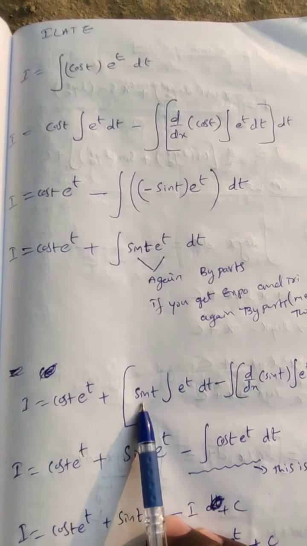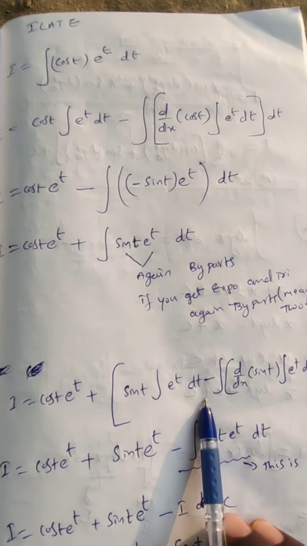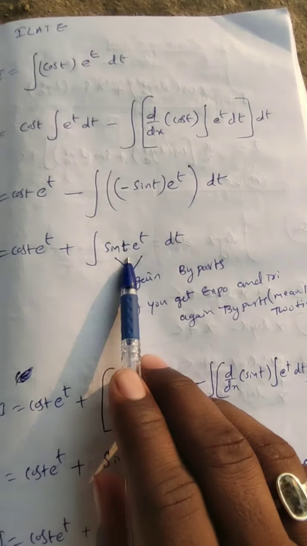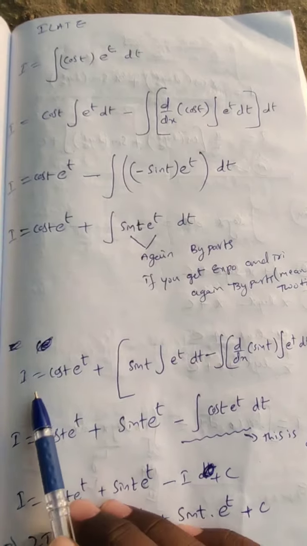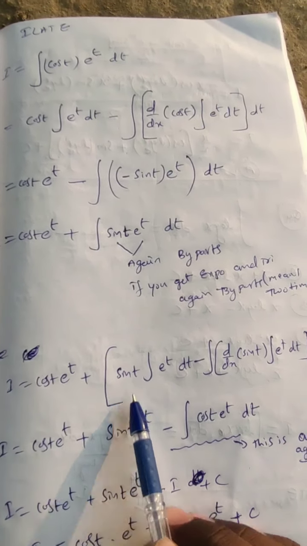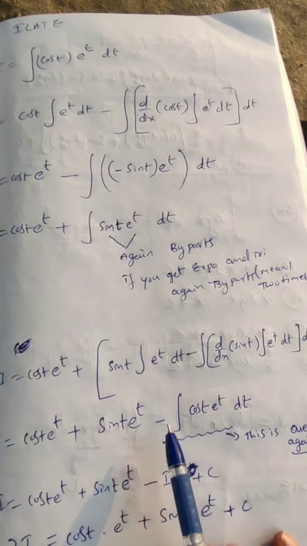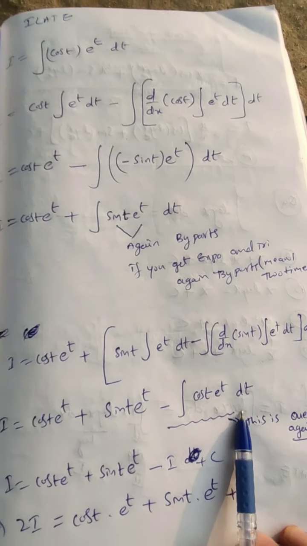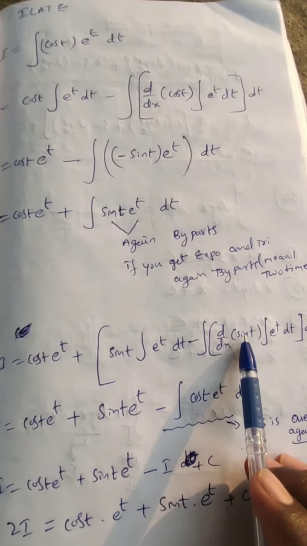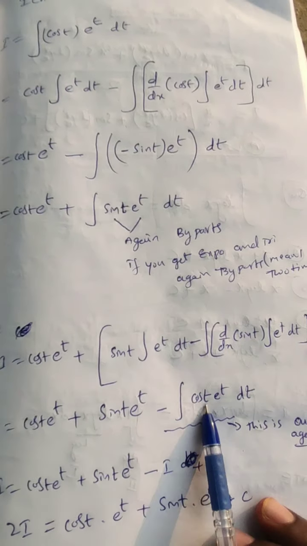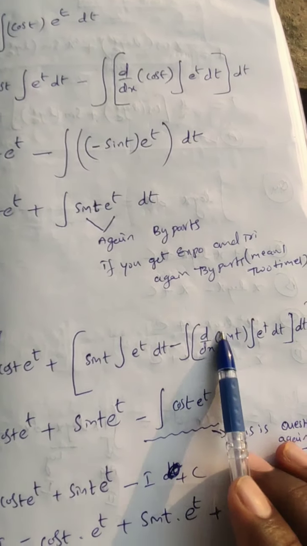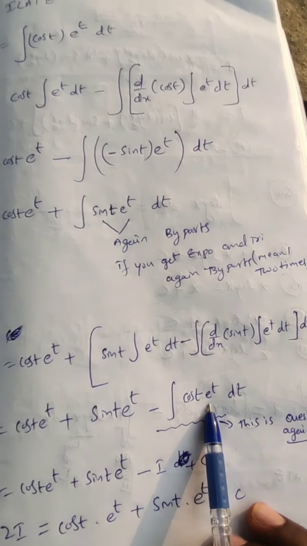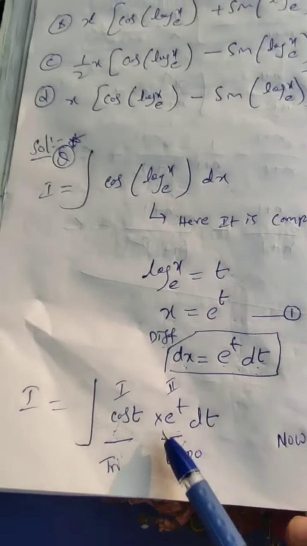Sin t will come out and we integrate the second function e power t dt, minus integration of the differentiated first function and the integrated second function dt. So cos t e power t plus, this is sin t, integration of e power t is e power t, minus differentiation of sin t is cos t, e power t dt. Now just see what magic happened here. Differentiation of sin t you got cos t, integration of e power t, so the product is cos t e power t. This is the question itself.